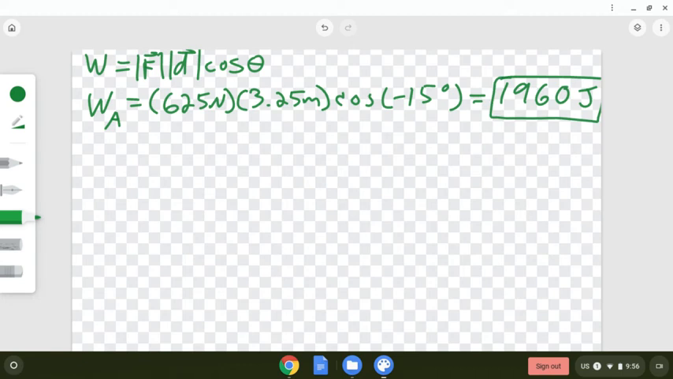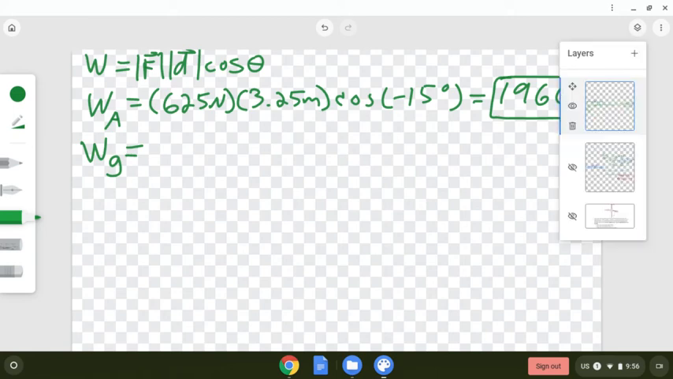And we don't have a very good everyday feel for how many joules of work are done when you push a couch, but that is a reasonable number. So I'm giving that one a check. The next thing we needed was the work done by gravity. So W sub G is going to be equal to the force of gravity times the displacement times the cosine of the angle. So let's go back to the sketch.